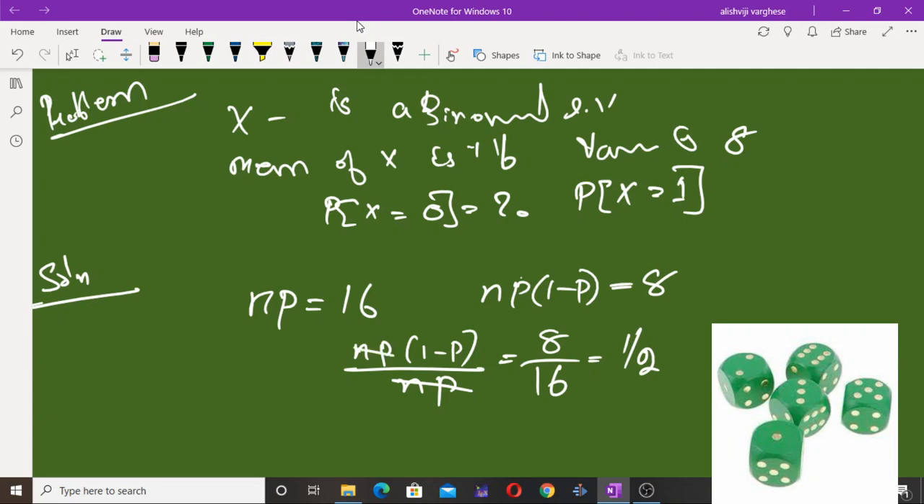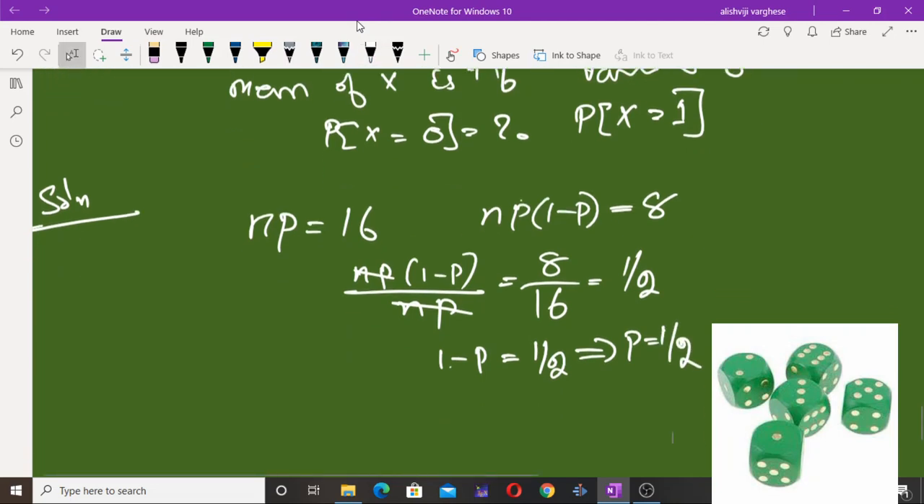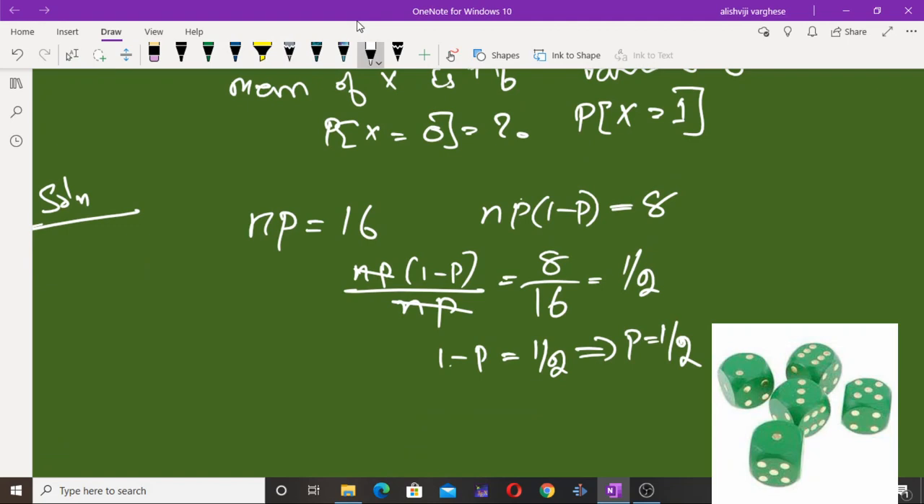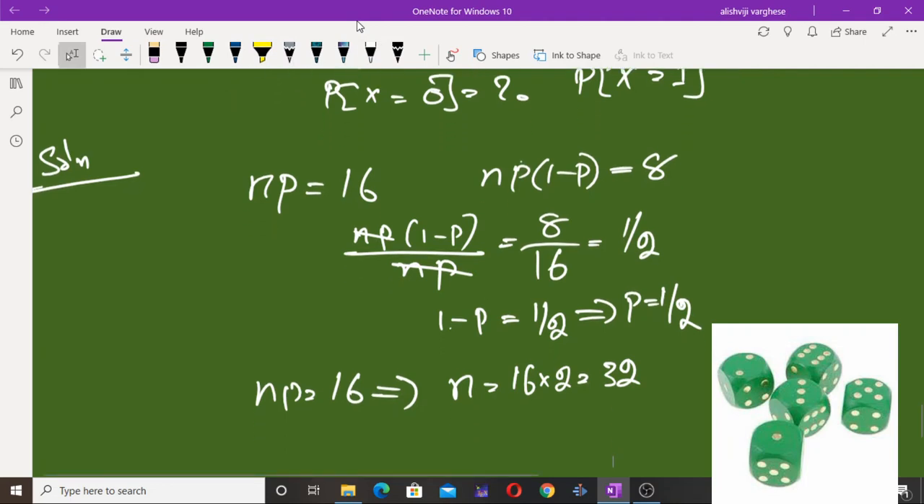This np and np will be cancelled, and what we get is 1 minus p is equal to 1 by 2, and that gives p is equal to 1 by 2. Then since p is equal to 1 by 2, if we substitute p is equal to 1 by 2 in our expression for the mean, np is equal to 16. That will give, since p is equal to 1 by 2, n is equal to 16 into 2, that is 32.